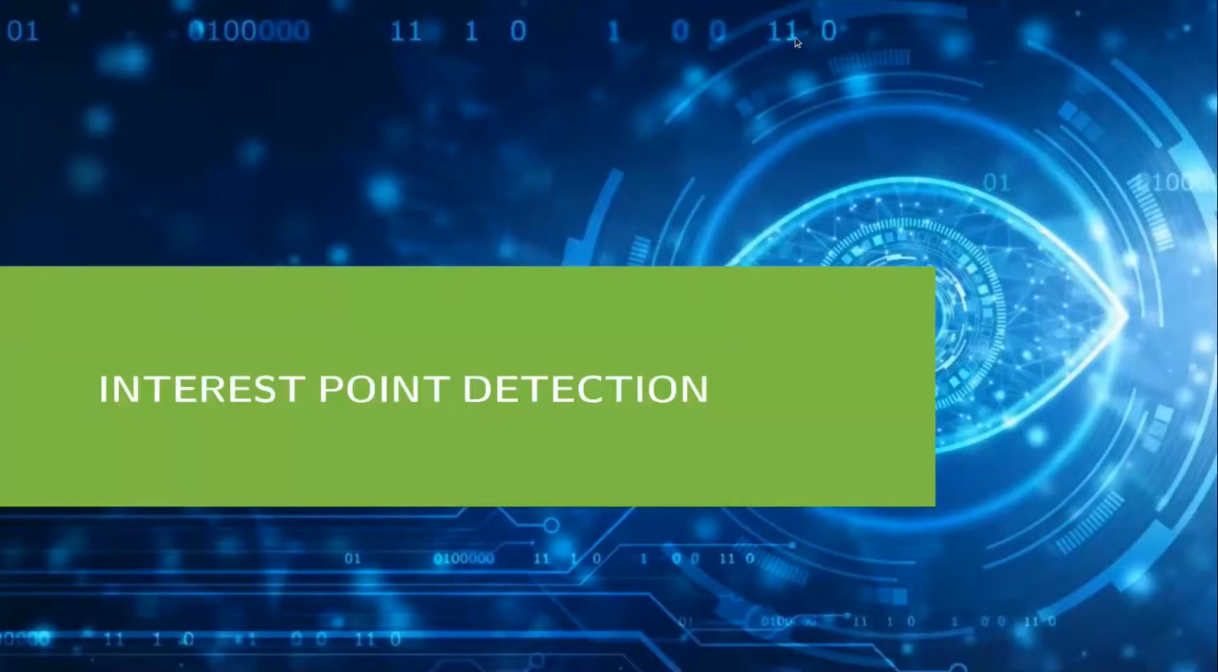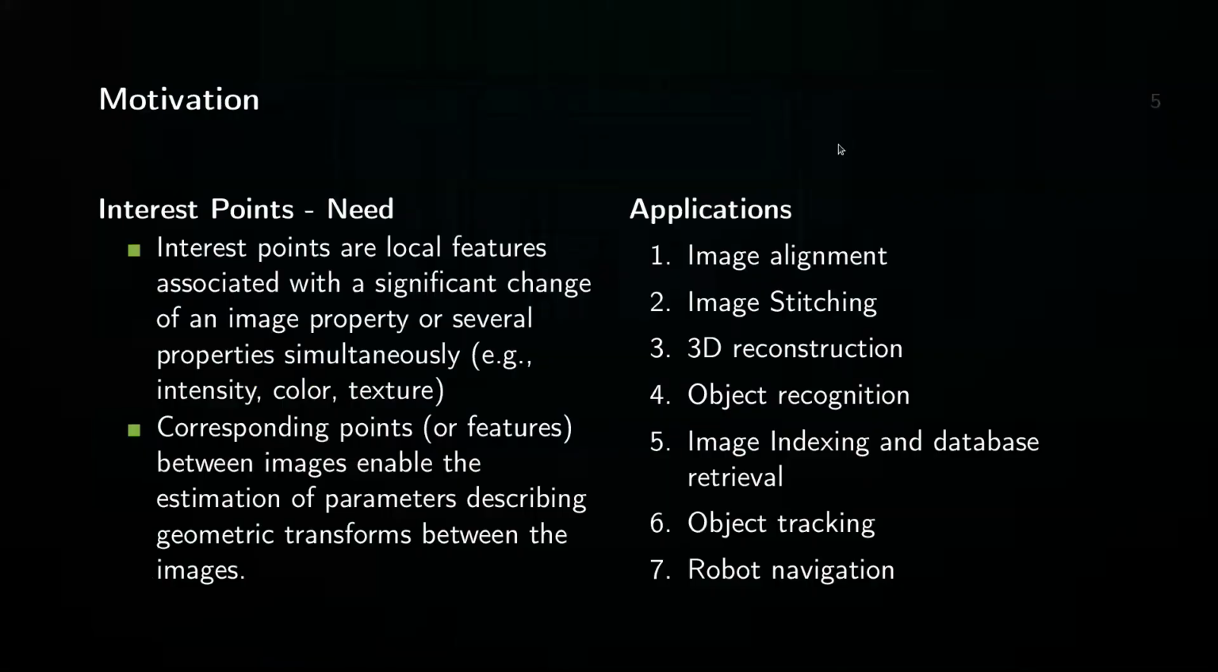Right? So, let's start with interest point detection. Interest points are local features which are associated with a significant change of an image property or several image properties simultaneously, like intensity, color, or texture. So imagine you have two different images which have different views of the same object, and you want to find the transformation from one view to the other. So these corresponding feature points help us to estimate the parameters which describe this geometric transformation. Interest point detection finds applications in image alignment, stitching, 3D construction, object recognition, image indexing, as well as object tracking and robot navigation.